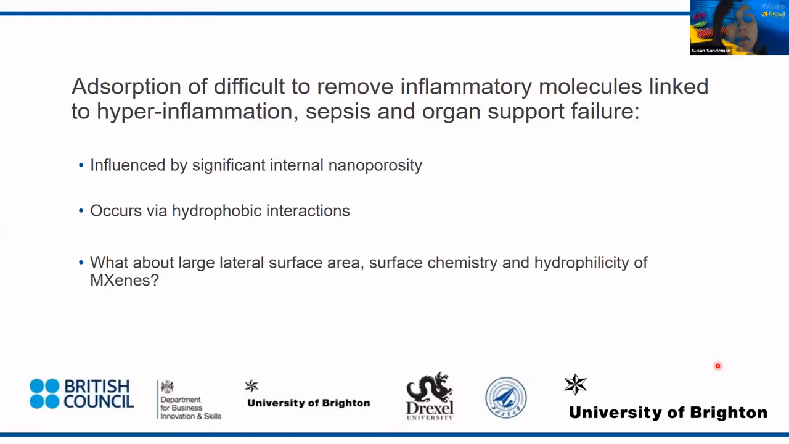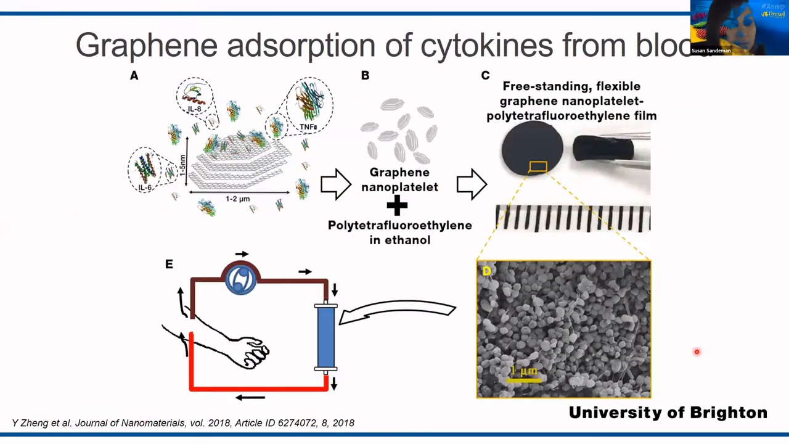So what do we conclude from this? Well, adsorption of difficult to remove inflammatory molecules linked to hyperinflammation, sepsis, and organ support failure, in this case influenced by this significant internal nanoporosity, occurs predominantly for these systems via hydrophobic interactions. But what does this mean for MXenes with these interesting properties, huge lateral surface area, surface chemistry, and hydrophilicity?